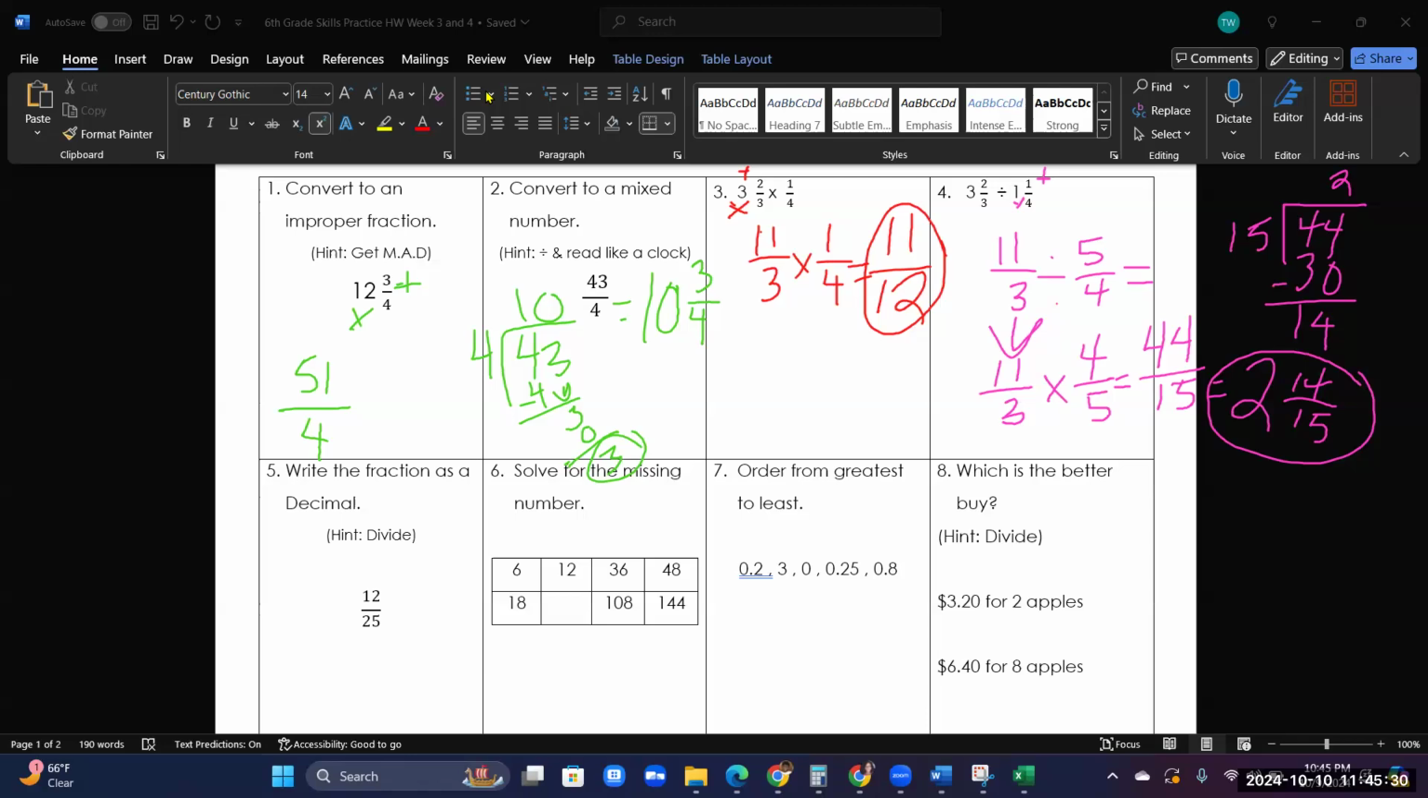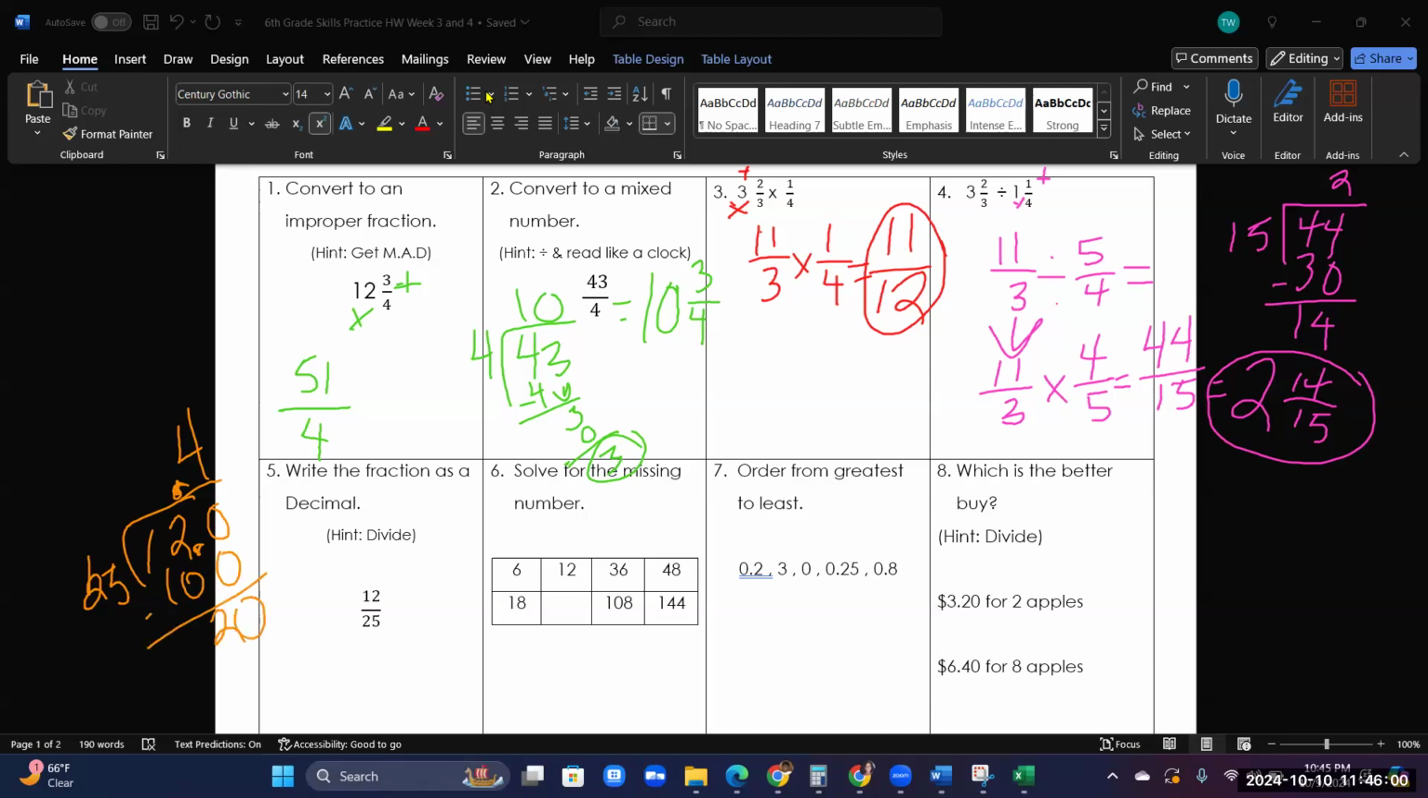All right, number 5, write the fraction as a decimal. It told us to divide. That would be 12 divided by 25. We know we can't do that, so go ahead and add a decimal and a 0. All right, with 25s, I like to think of quarters. I know 4 quarters is $1. So 4 to get 100, or $1.